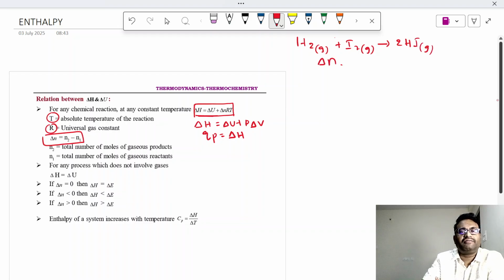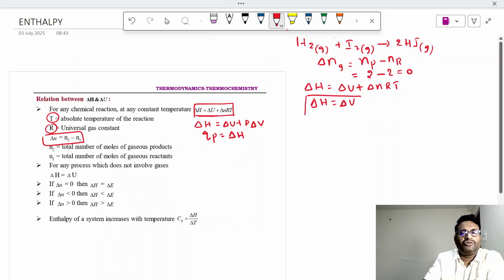What is delta n? Delta n is equal to number of moles of gaseous products minus number of moles of gaseous reactants. Here products 2 minus reactants 1 plus 1, 2, that is equal to 0. In this case, the formula is delta H is equal to delta U plus delta nRT. Delta n is 0. So delta H is equal to delta U. So when is this condition? Delta n is equal to 0.